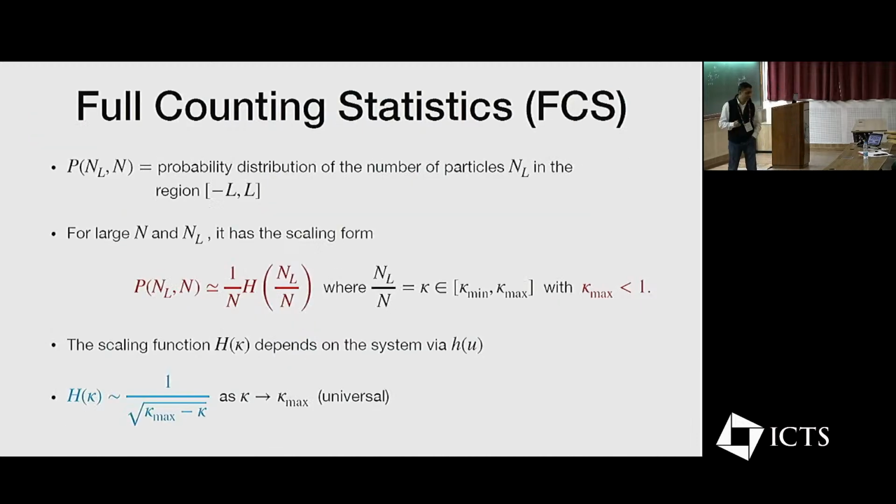Full counting statistics, finally. We are asking the distribution of the number of particles in a region from minus L to plus L, and we find that it has this scaling form. NL by N is the fraction of particles within that box. This kappa in general can be between 0 and 1 because it is a fraction of particles. But interestingly, we find there is an upper bound kappa max which is strictly less than 1. So you cannot put all the particles within that region. It is almost like some strong repulsion, and it has a square root divergence at that point.